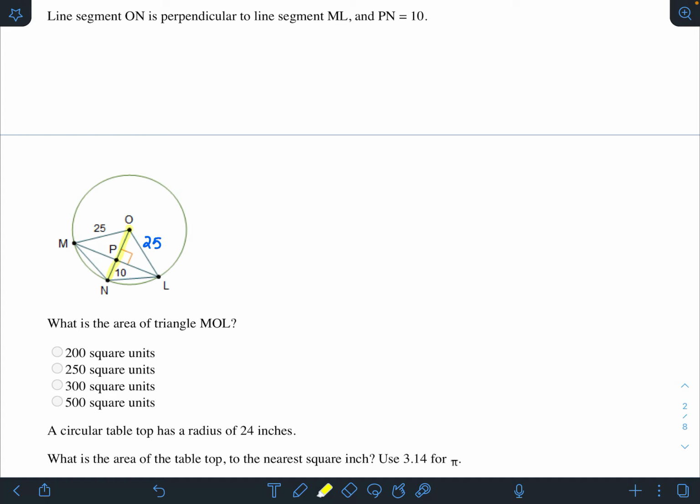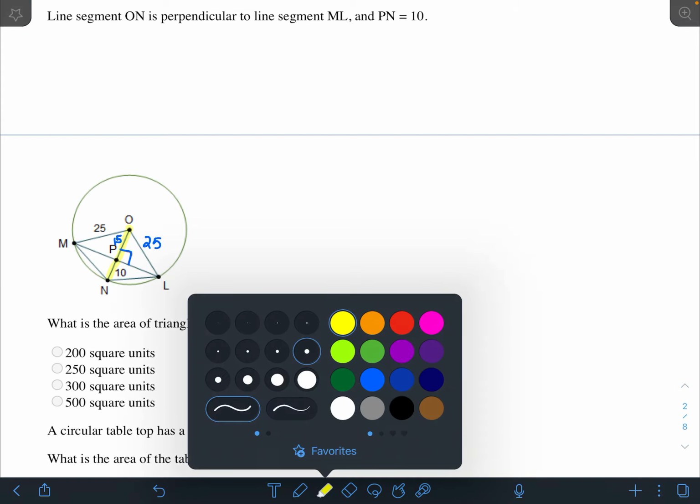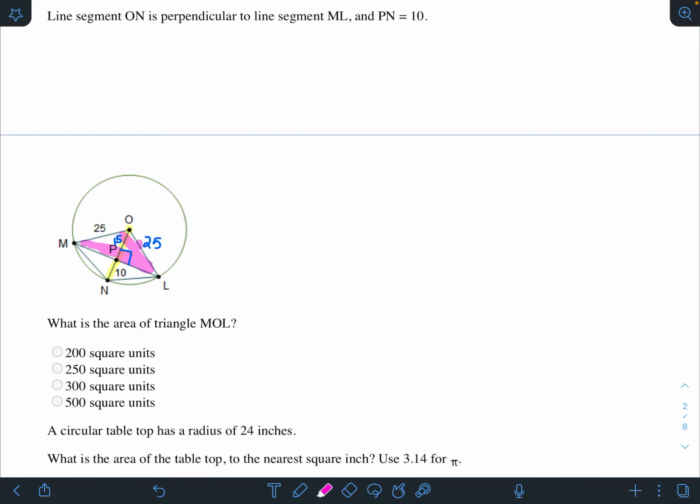So to find the length of OP right there, I need to subtract 10 from 25 and get 15 so that it adds up to be congruent to the other radii. Now we're also given that this is perpendicular, so we have a 90-degree angle right here, and it forms a right triangle. Now our ultimate goal is to find the area of this whole triangle right here, MOL. So I'm given the height, which is 15, or the altitude, and I need to solve for the length of the base, because the area of a triangle is 1/2 base times height.